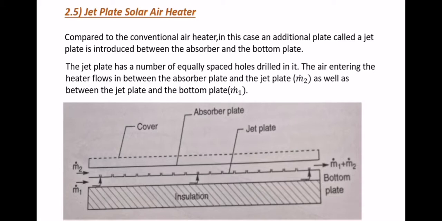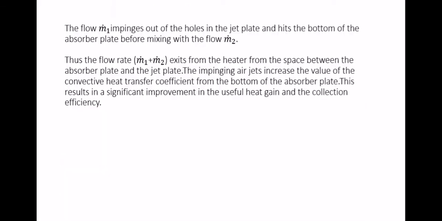The flow M1 dot impinges out of the holes in the jet plate and hits the bottom of the absorber plate before mixing with the flow M2 dot. Thus, the flow rate M1 dot plus M2 dot exits from the heater from the space between the absorber plate and the jet plate. The impinging air jets increase the value of the convective heat transfer coefficient from the bottom of the absorber plate. This results in a significant improvement in the useful heat gain and the collection efficiency.